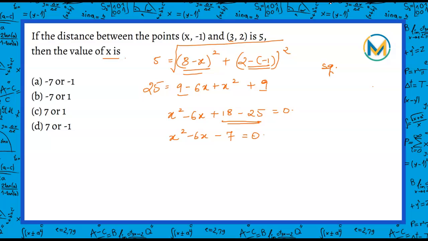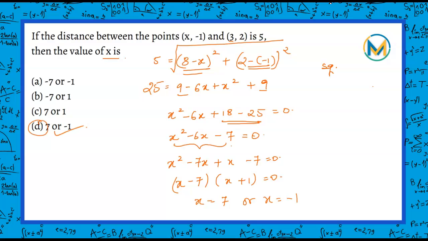So we'll have to factorize this. I get x square minus 7x plus x minus 7 is equal to 0. I'll get two brackets, which will be (x minus 7) in one and (x plus 1) in the other one. So x is equal to 7 or x is equal to minus 1, two values. That's option D, either 7 or minus 1.